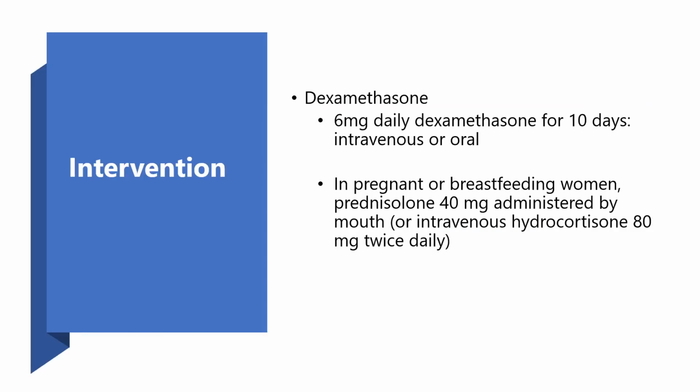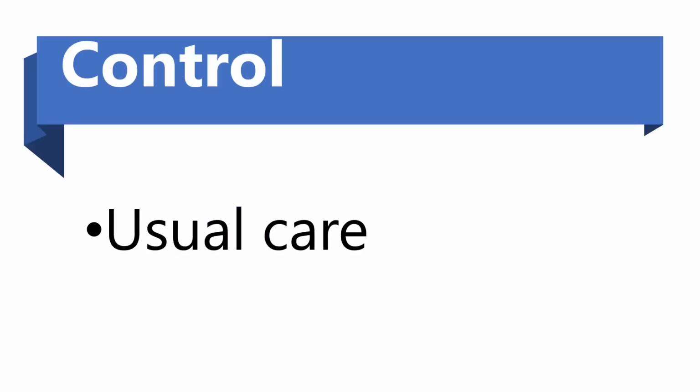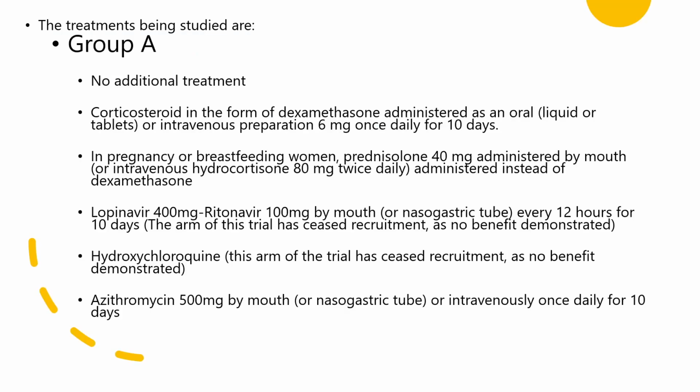Coming to the I of PICO, intervention: dexamethasone 6 mg daily for 10 days, intravenous or oral. In the case of pregnant or breastfeeding women, prednisolone 40 mg by mouth, or IV hydrocortisone 80 mg twice daily, was administered. The C of PICO is control. The control was usual care alone.